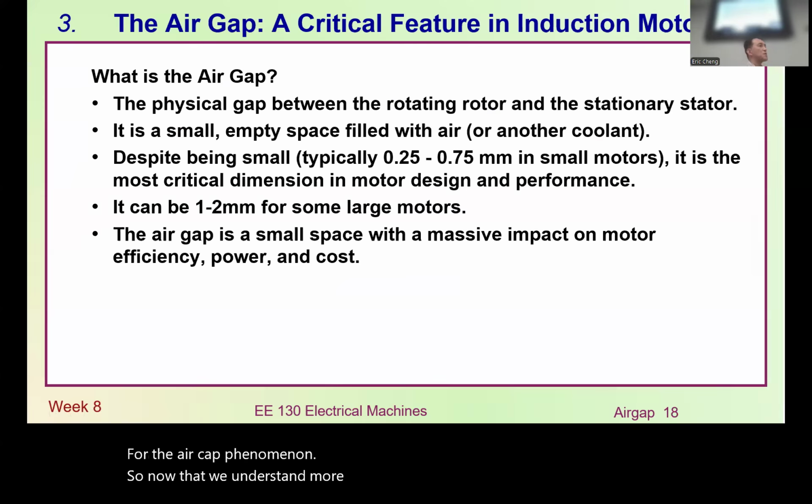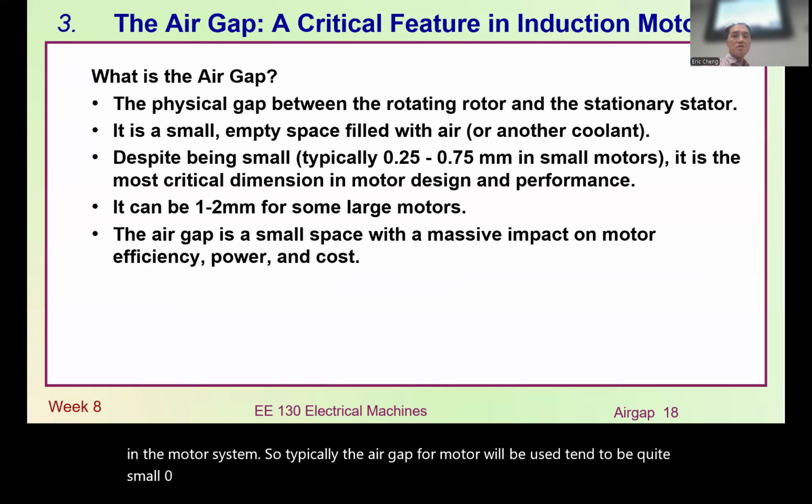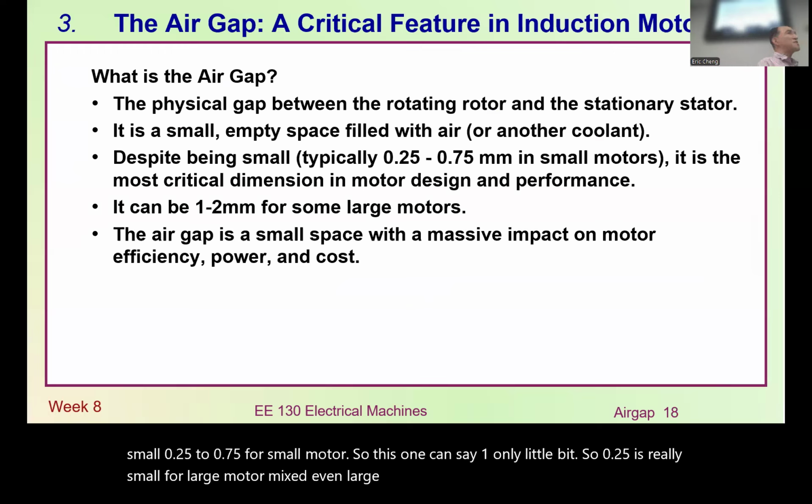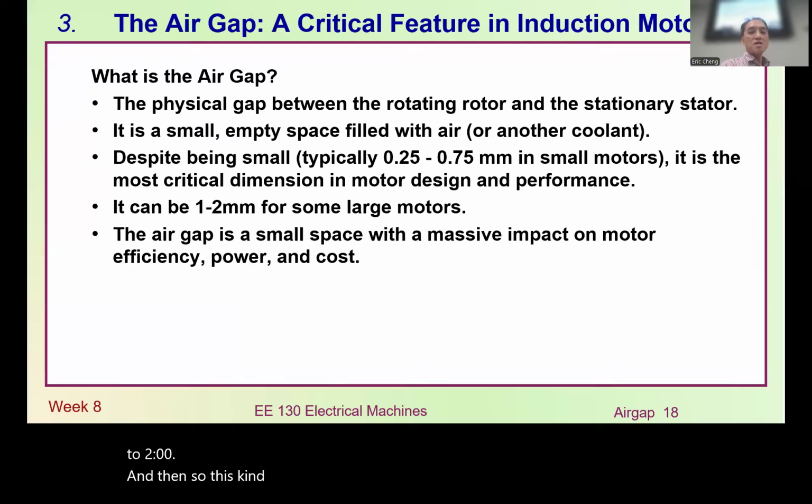Let's see what kind of air gap should happen in the motor system. Typically the air gap for a motor tends to be quite small, 0.25 to 0.75 mm for a small motor. So that's why I can say 1 mm is only a little bit. So 0.25 is really small. For a large motor, we don't make it really large, about 1 to 2 mm. This size is really a key component that affects the overall efficiency, power, and force.